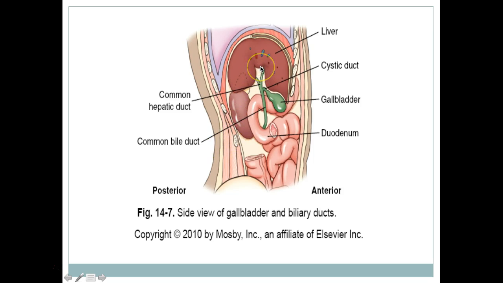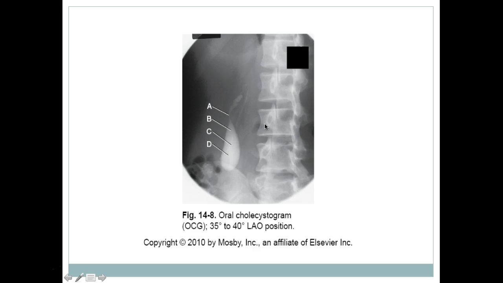Here is another midsagittal cut. Here's your liver, and then you have your right and left hepatic duct going to your common hepatic duct, to your cystic duct right there, to your common bile duct. And it dumps down into your duodenum.